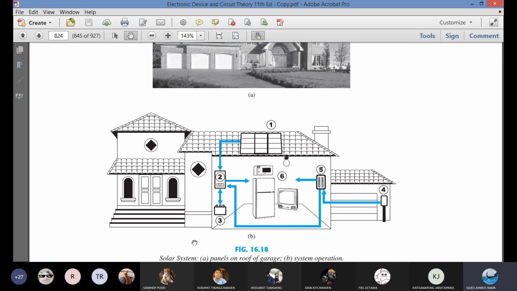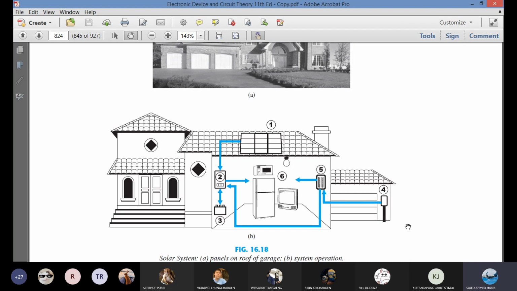Number 3 is a battery. Why do we need it? Any excess amount of power that you generate, which you don't need immediately, you can store in the battery. And when it's at night, the battery will supply back, the inverter will create an AC. What is number 4? Number 4 is actually your main power line from the power company.